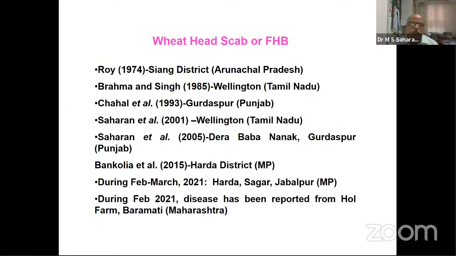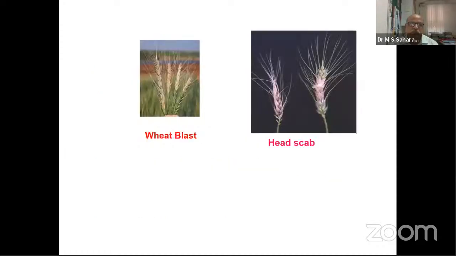From 1974, it was first reported by Rai, then Bhuma and Singh from Wellington. Likewise, now it is present in the Northeastern Plain Zone, Southern Hill Zone, Peninsular Zone, Northern Hill Zone, and Northwest Plain Zone. So it is coming more now, and during this year there was more incidence of head scab. Sometimes we mistake it for wheat blast. Wheat blast is not present so far in India. These are the wheat blast symptoms, but in head scab there will be pinkish growth in the spikelets.